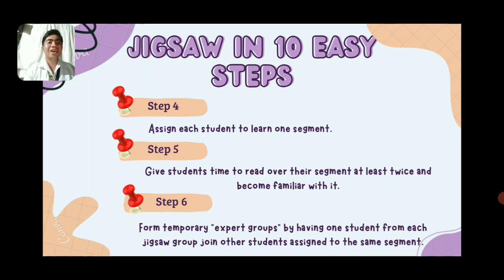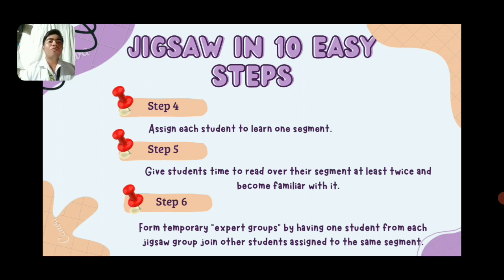Then, step 4, assign each student to learn one segment. For example, our first member will be assigned to mountains, the second to hills, the third to plateau, the fourth to mountain range, the fifth to the valleys. Then step 5, give students time to read over their segment at least twice and become familiar with it, so they have a little recapitulation, a little background of the subtopic assigned to him or her.